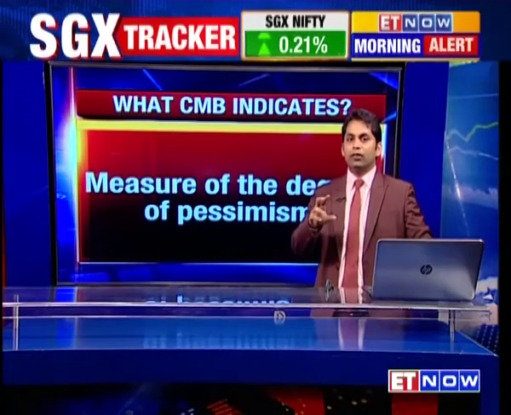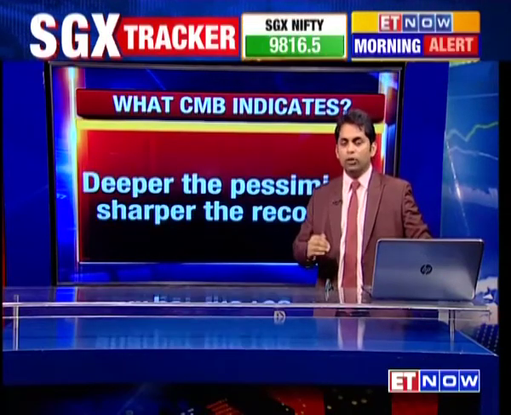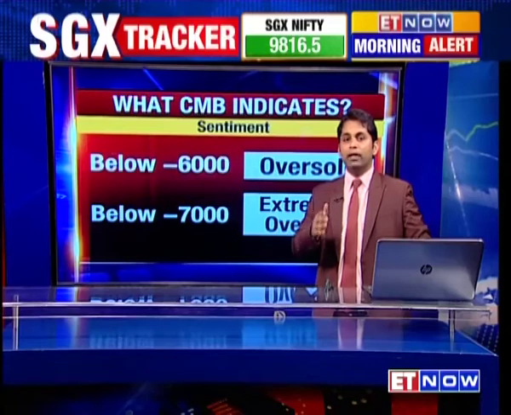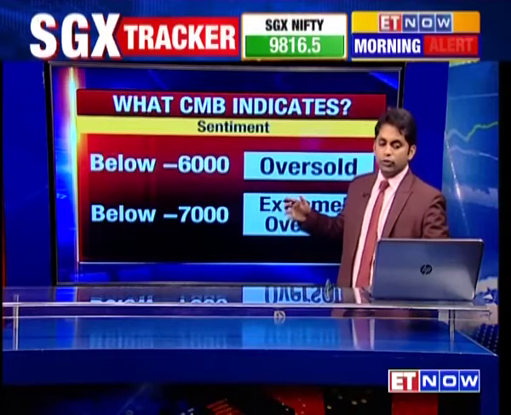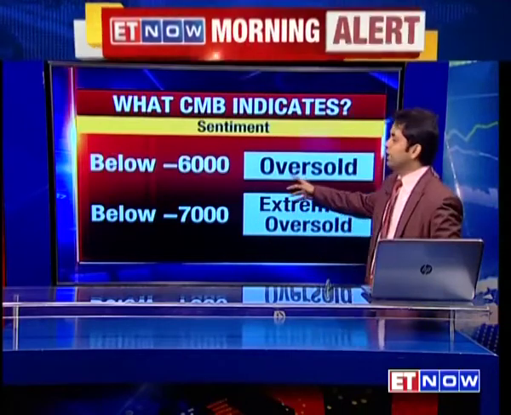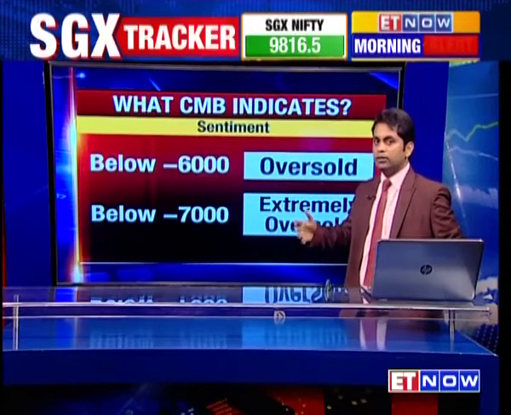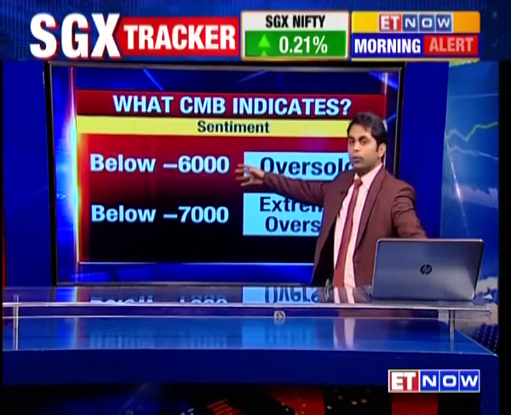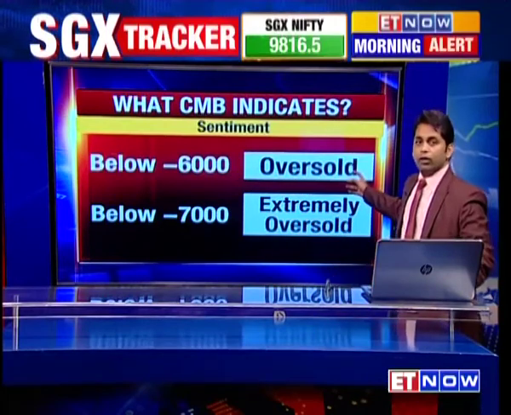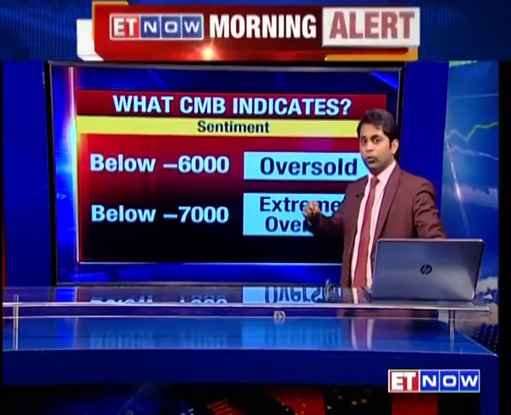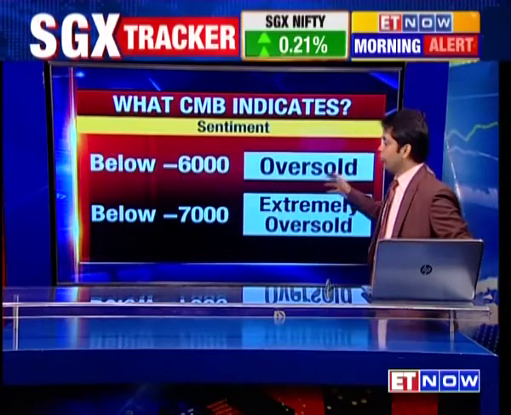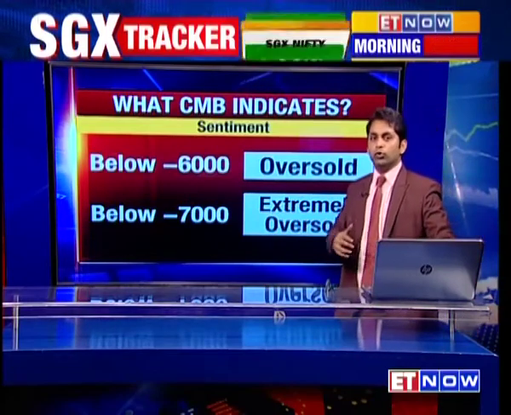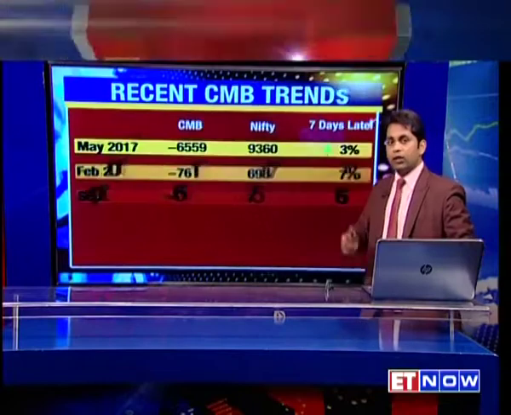So we say that if the indicator on an XYZ chart is oversold, then there is a higher chance of bounce. Similar is the case in terms of market sentiment as well. When the market sentiment is extremely oversold, the recovery is very sharp. Now, if you look at the historic trends of CMB, there are two key indications when you look at extremely oversold territories of the market breadth. If it goes below 6,000, the chances are that the market is oversold. But if the indicator goes below 7,000, which we've seen over the span of the last 5 to 7 years for the index, then the market is extremely oversold. When you see an extremely oversold territory, the recovery is very sharp.